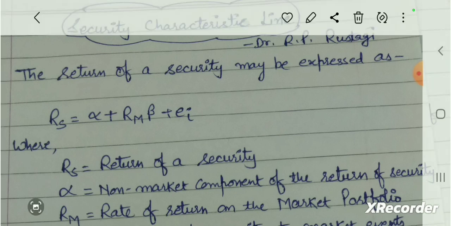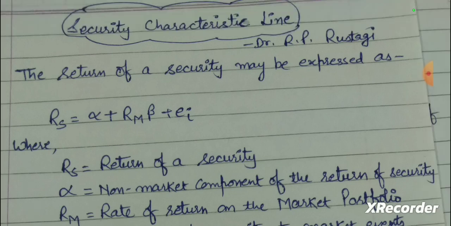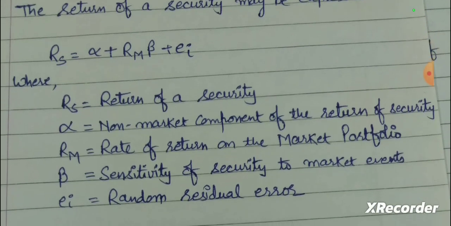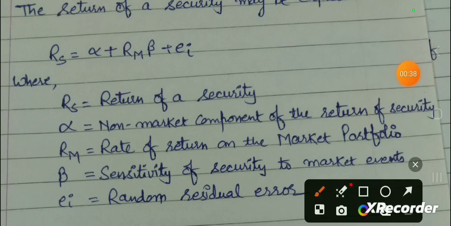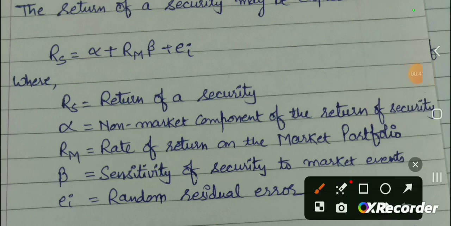According to Sharpe's single index model, as we have already discussed, the return of the security may be calculated with the help of the formula visible on your screen. It shows that RS is equal to alpha plus RM into beta plus residual error. Here, RS represents the return of a security, alpha represents the non-market component of the return of the security, RM represents the rate of return on the market portfolio, beta represents the sensitivity of the security to market events, and EI represents the random residual error.